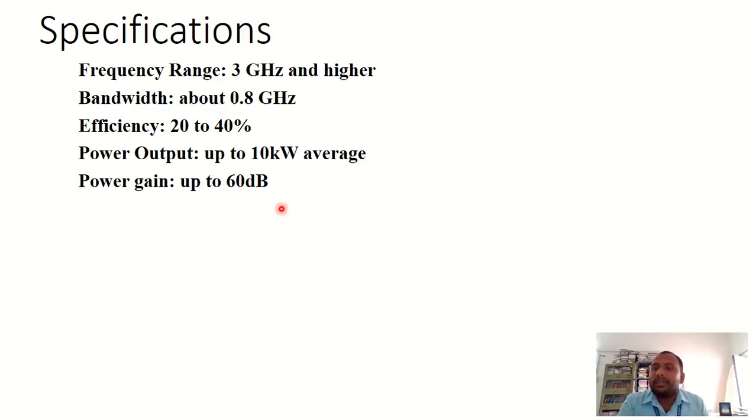Coming to the specifications, the first specification is the frequency range, that is 3 gigahertz and higher, bandwidth about 0.8 gigahertz, and efficiency 20 to 40%. Power output up to 10 kilowatt average, and power gain up to 60 dB.